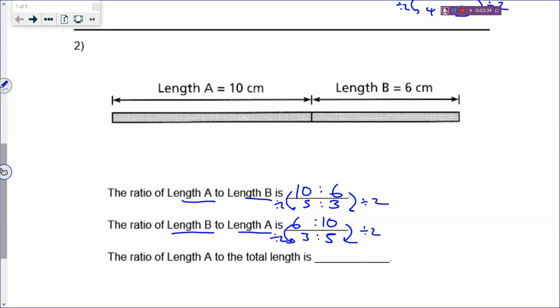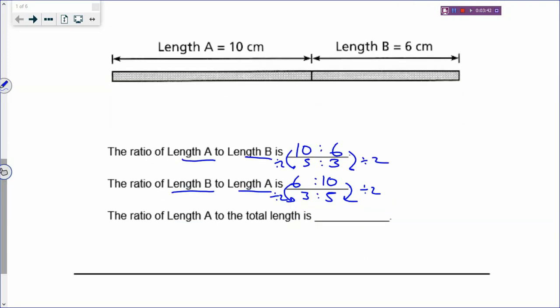Sometimes in the ratio you will need to find the total. For the next one, the ratio of length A to the total. Length A is 10, and what's the total? You have to take A plus B, so 10 plus 6, that will be 16 cm. So 10 is to 16. Every time I read the ratio, I always say 10 is to 16, 6 is to 10, 5 is to 3. That's how I read the ratio. Same thing for the simplest form, divide by 2, and you will get 5 is to 8.